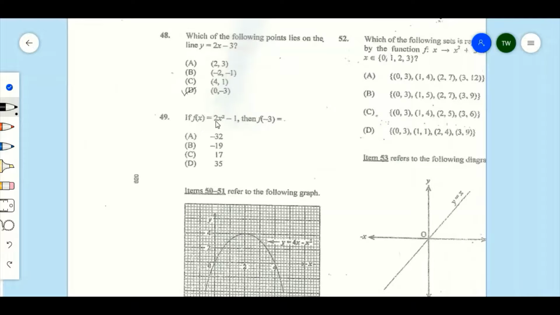If f of x is equal to 2x squared minus 1, then f of minus 3 is, this is saying wherever you see x, replace it with minus 3. So this is going to be minus 3 squared, which is going to give us 9, and 2 times 9 is going to give us 18, and 18 minus 1 is going to leave us with 17. So our answer for this problem is going to be C. All right.